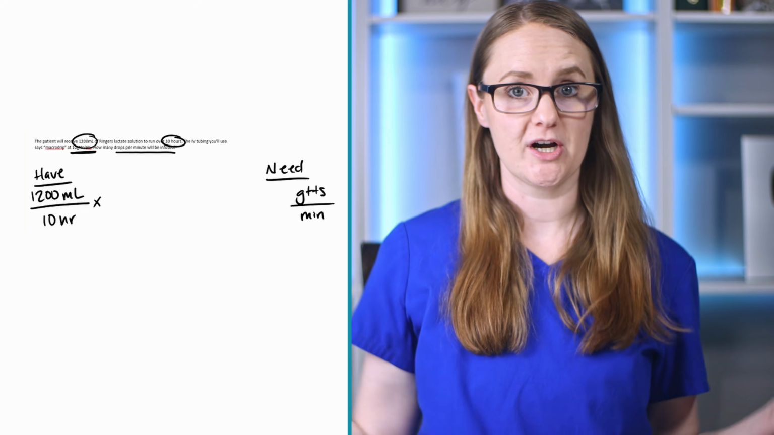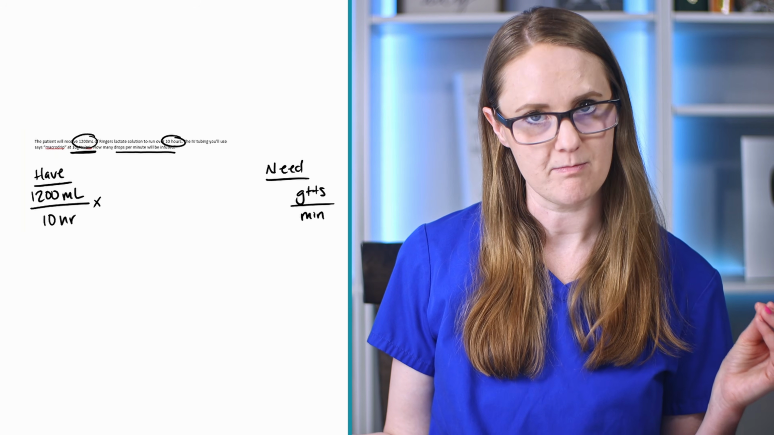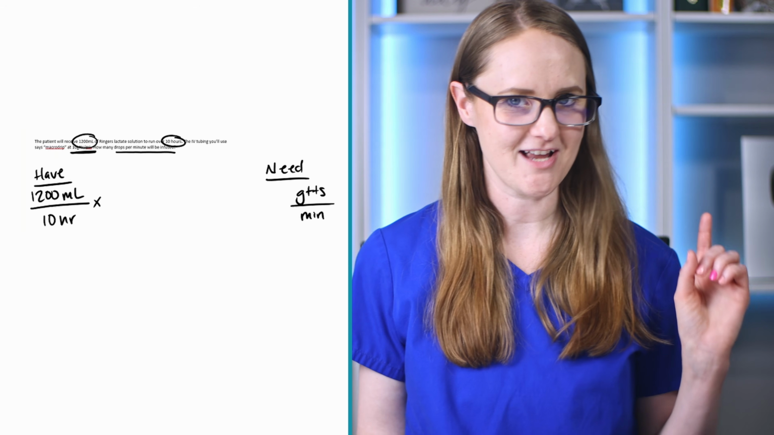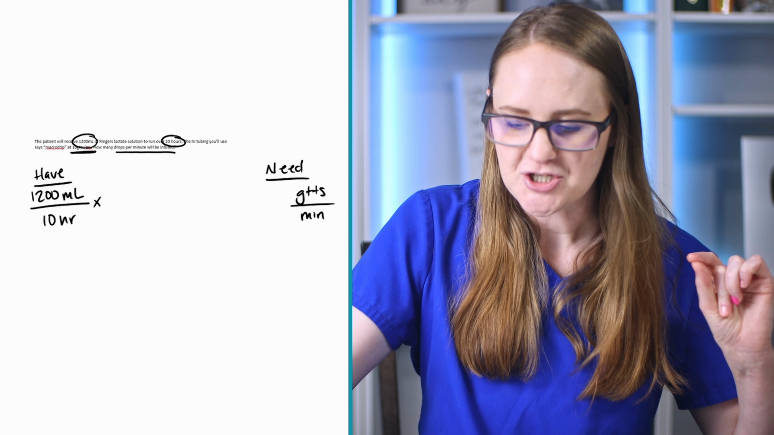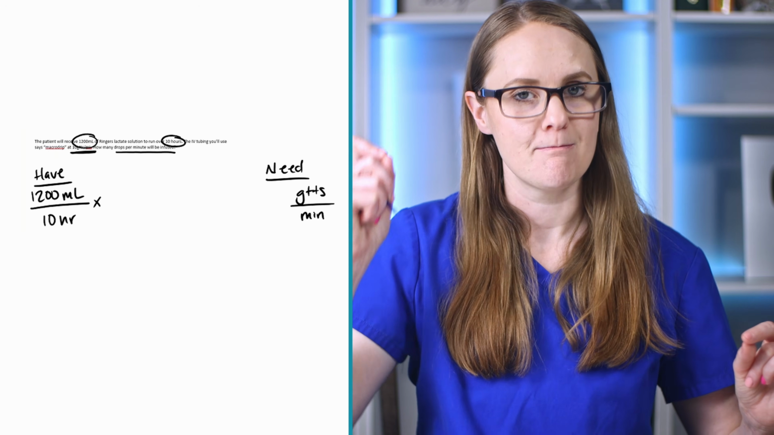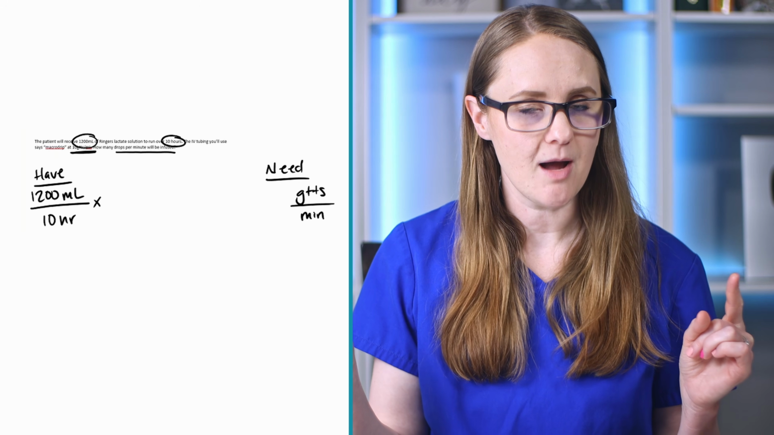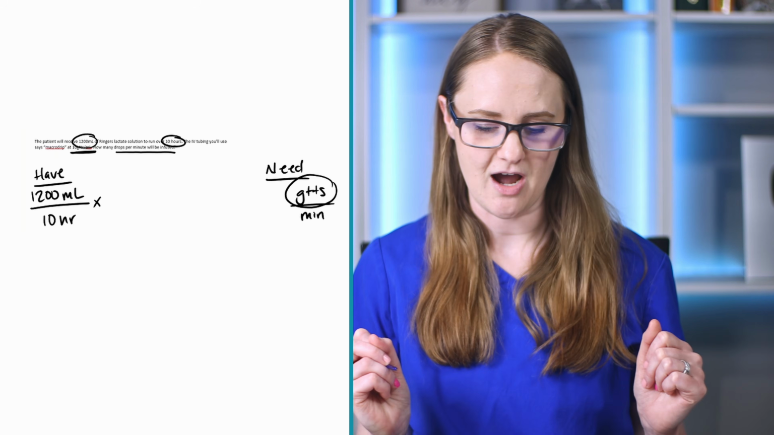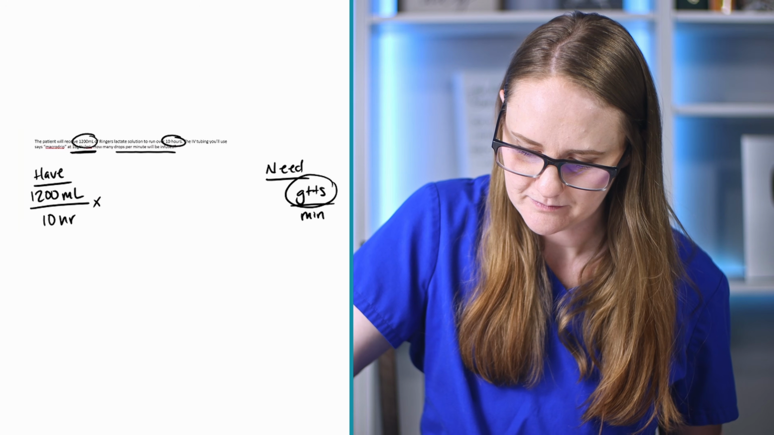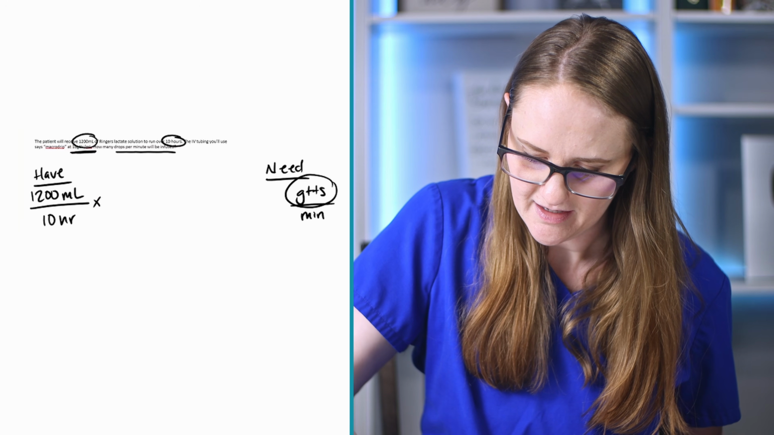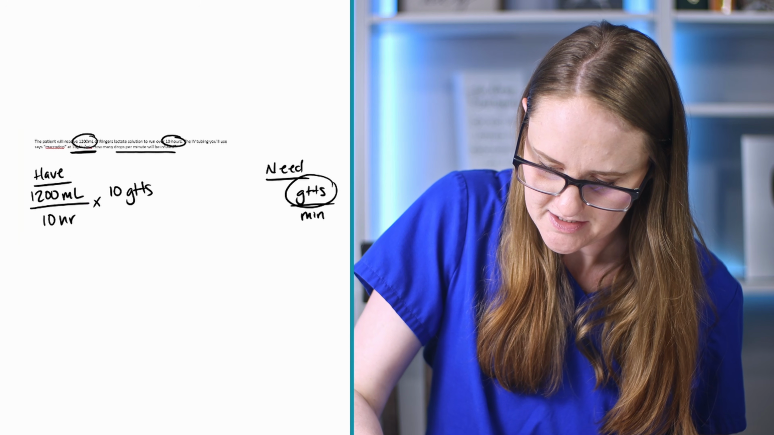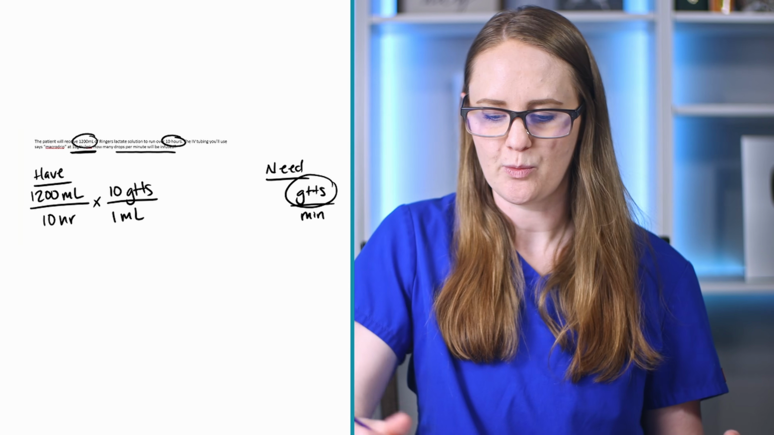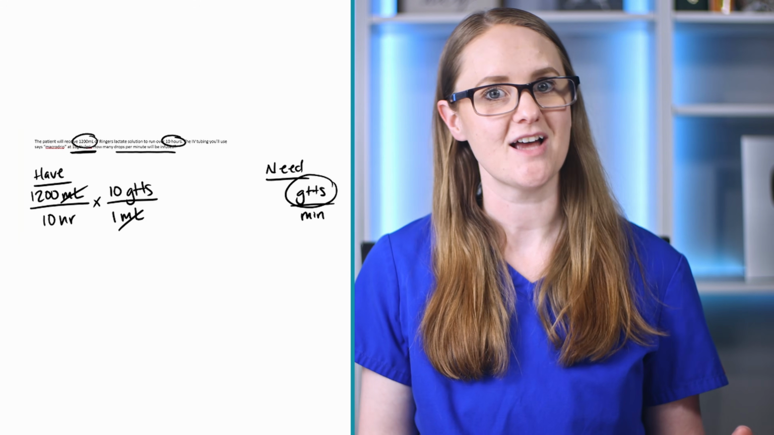So drops, where is drops gonna go? Is it gonna go on the top or is it gonna go on the bottom? I'll give you a minute to think about it. I wanna see if you get it right. And check yourself, okay? We wanna make sure we're looking over here at what we need, drops per minute. So where does drops need to go? Does it need to go on the top? Or does it need to go on the bottom? Well, it needs to go on the top because it's here in the need at the top. All right, so 10 GTTS per 1 milliliter, which is wonderful because now milliliter crosses itself out.